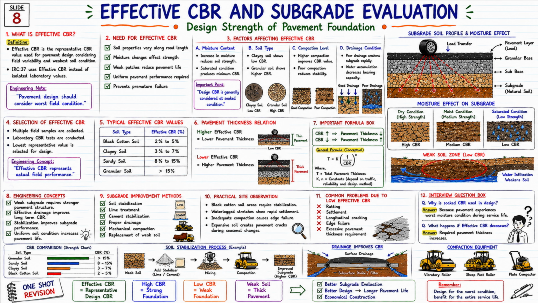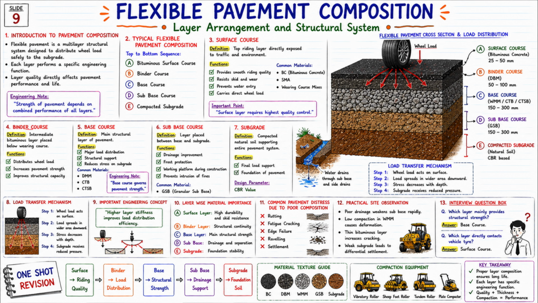Now look at the remember point at the bottom. Design for the worst condition, not for the entire service life. And this is the actual IRC design philosophy. And now in the next slide, we will understand flexible pavement composition, where we will understand the complete pavement layer arrangement: surface course, binder course, base, subbase, and load transfer mechanism in detail.